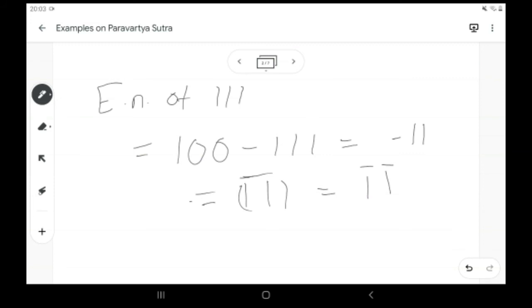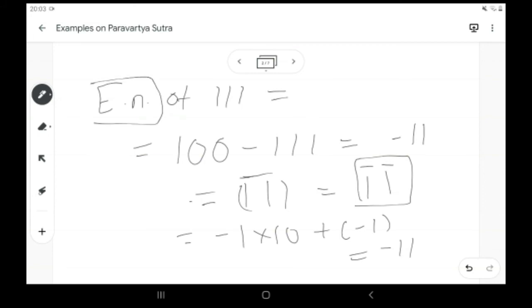Because if you take the expanded form of this, minus 1 into 10 plus minus 1, it will give us minus 11. So this can be written in that form, and the whole bar can be split up. This is just a convention basically used in Vedic maths. Now we got the extra number of our divisor, which is 1 bar and 1 bar.